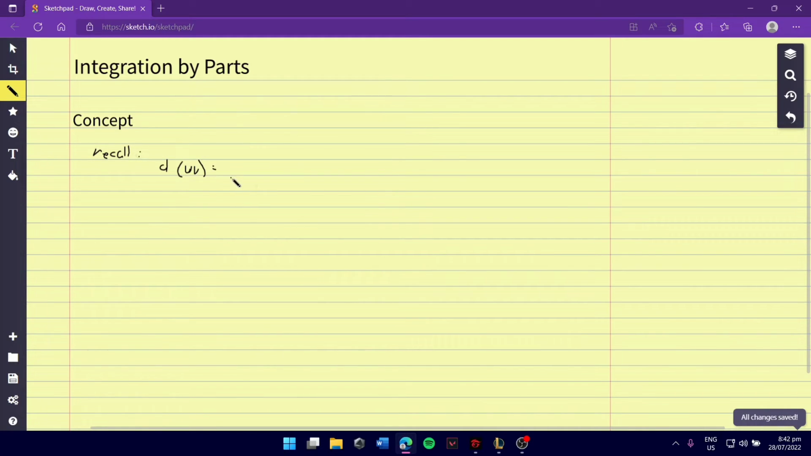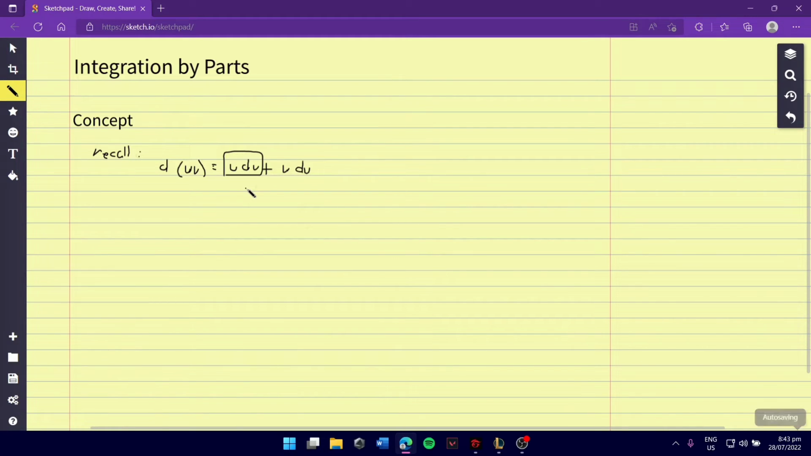According to this, we have the first term times the derivative of the second term. So u dv, add this to the second term, copy the second term, and then take the derivative of our first term. So u dv plus v du.